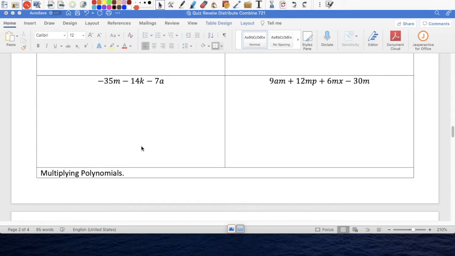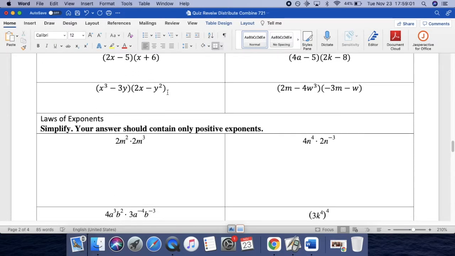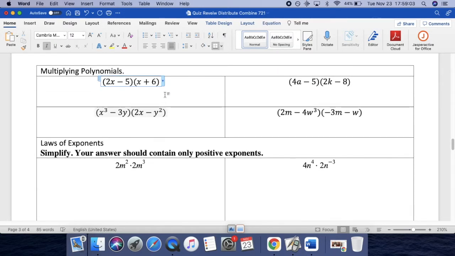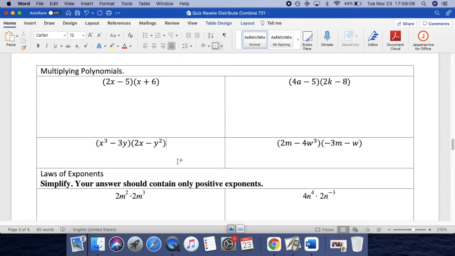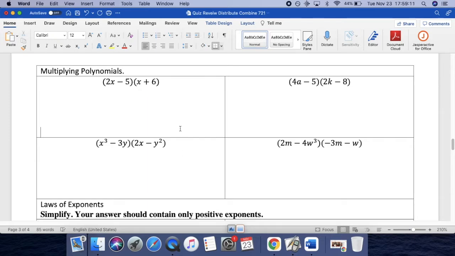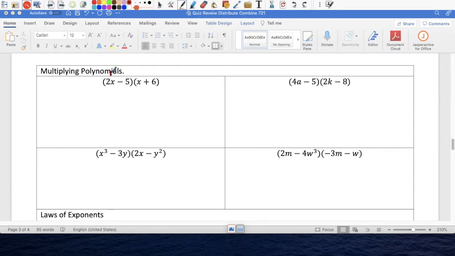So far, I think I'm doing okay with no errors. Now I'll multiply binomials. Okay. So this is just the distributive property twice. Right. So, 2x times x is 2x squared. 2x times that 6 gives me 12x positive. Negative 5 times x is negative 5x. And negative 5 times 6 is just negative 30.